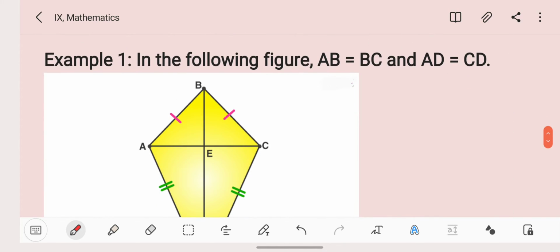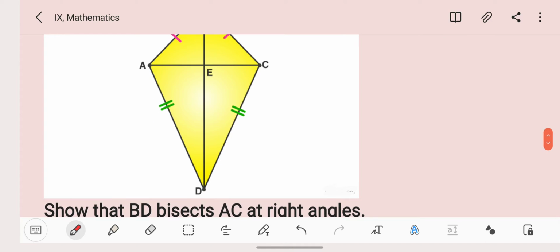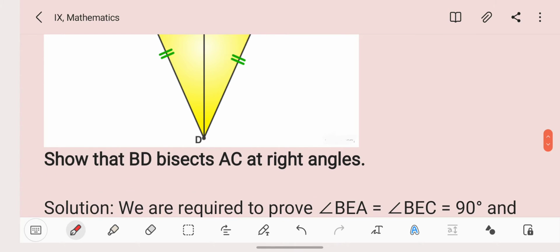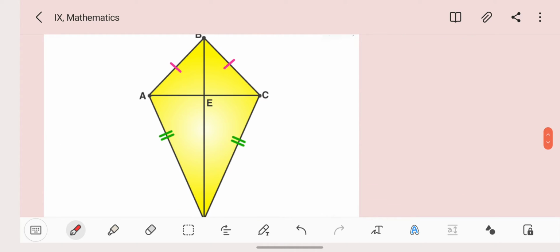Let us talk about one example here. In the following figure, AB is equal to BC and AD is equal to CD. It looks like a kite. Show that BD bisects AC at right angles. BD, the diagonal, bisects AC at right angle, 90 degrees.